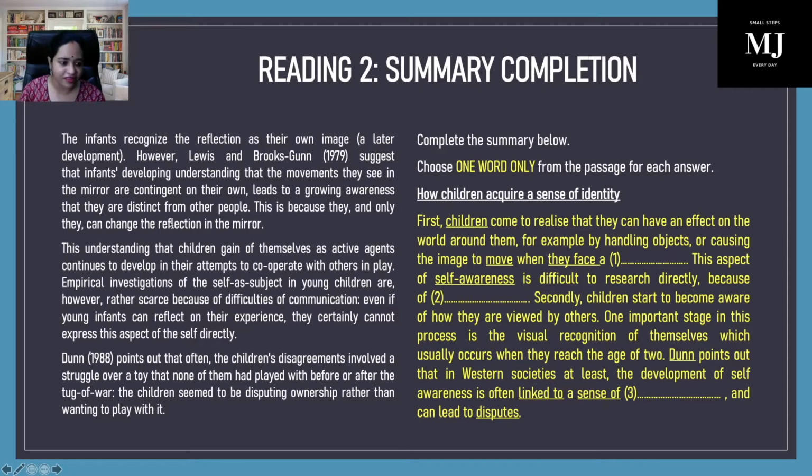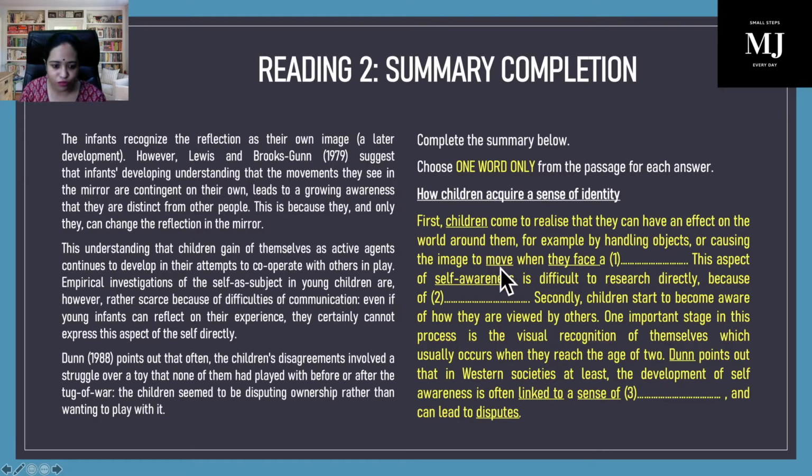Let's go to the passage. The infants recognize the reflection as their own image. Reflection, okay. Recognize, all right. Realize and recognize. That can be paraphrased information. Well, let's move ahead. As their own image, a later development. However, Lewis and Brooks Gunn suggest that infants developing understanding that the movements they see in the mirror are contingent on their own.